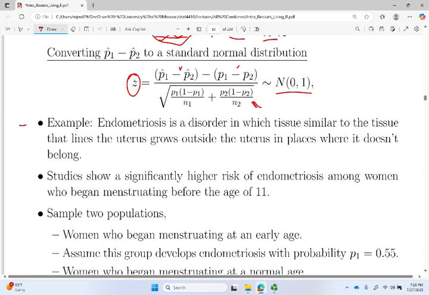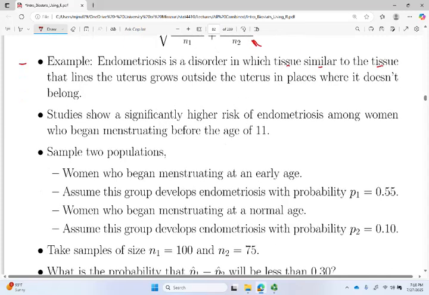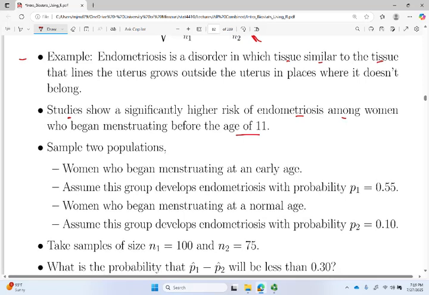Endometriosis is a disorder in which tissue similar to the tissue that lines the uterus grows on the outside of the uterus in places that it doesn't belong. It's a very painful disease. Studies show significant risk of endometriosis among women who began menstruating before the age of 11.